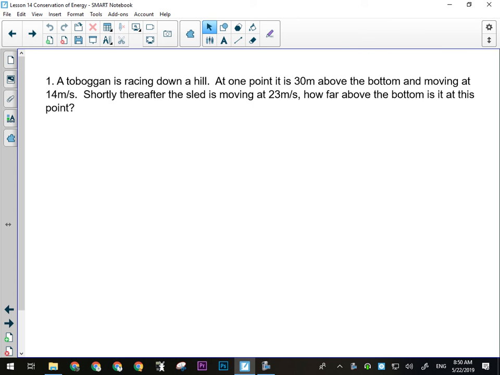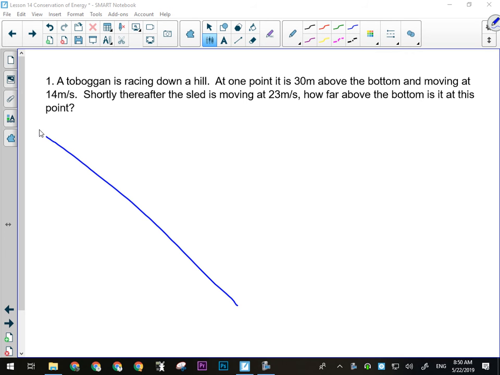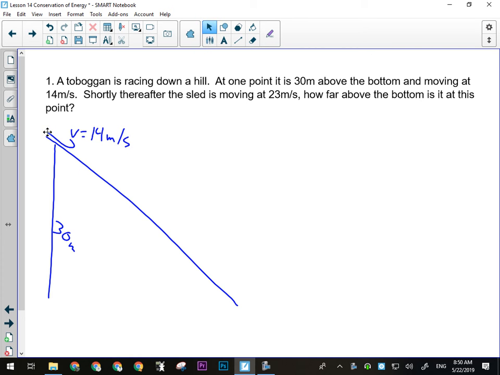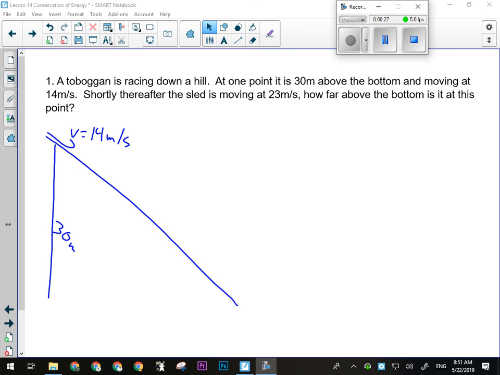All right, so the way we want to start this out is to get a visualization of it here. Okay, so we've got a toboggan racing down a hill. So there's the toboggan. Okay, and at one point it's 30 meters above the bottom. Oh, and my board is out of whack again. Okay, and moving at 14 meters per second. Okay, so we've got this initial position and this initial speed, okay?